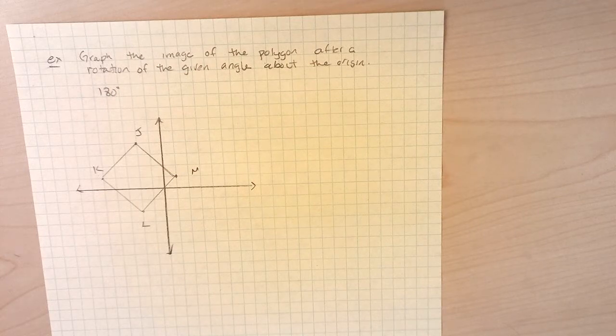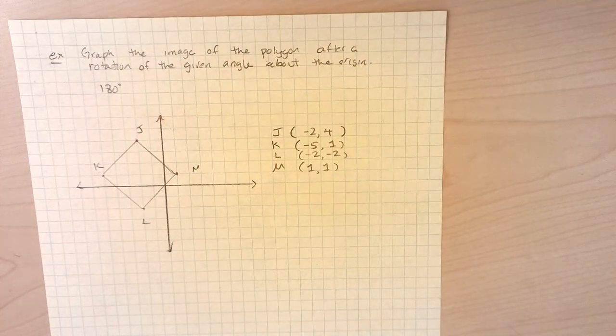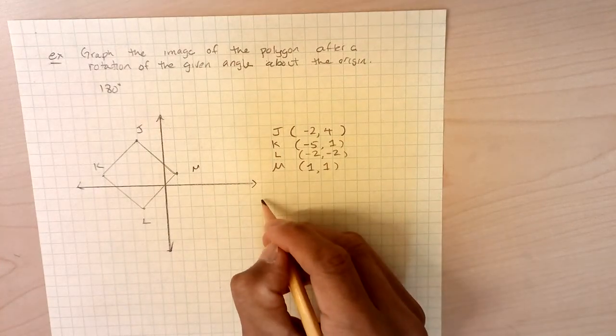Okay, before I do that, here's what I would suggest, and here's what I'm going to do: write down the coordinates of each of the pre-image points. So I have the coordinates of the pre-image listed, J, K, L, and M. And then since it's a rotation where the center is the origin and it's a multiple of 90 degrees, I can go back to my rules of rotations.